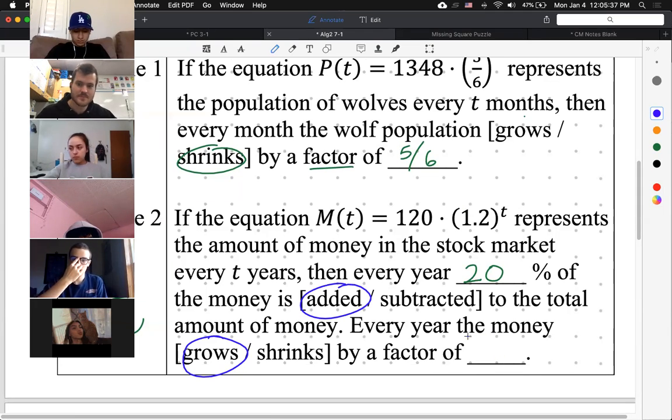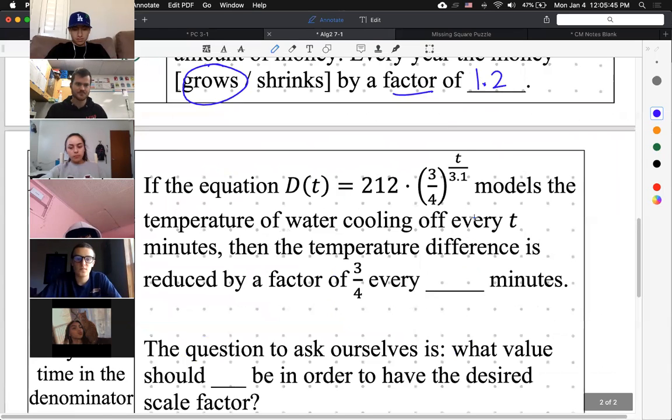You say 1.2. 1.2, exactly. It's nice and easy. Whenever you see the word factor, just rewrite that number. Thank you, Sergio. All right, let's move on to the back.